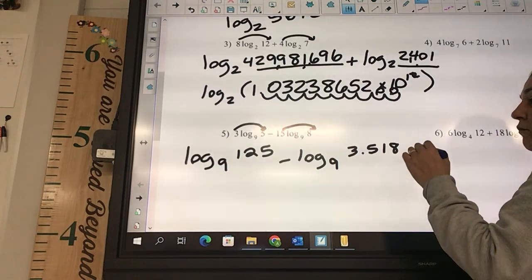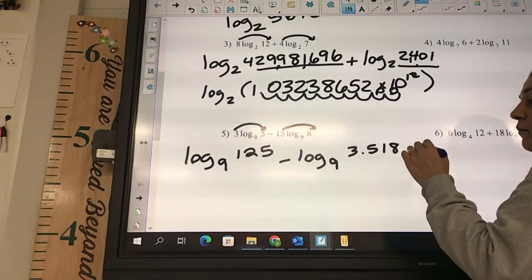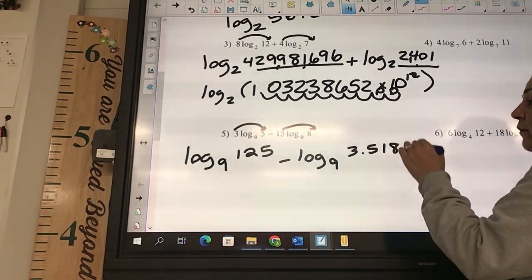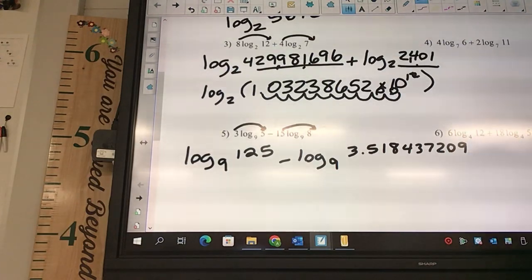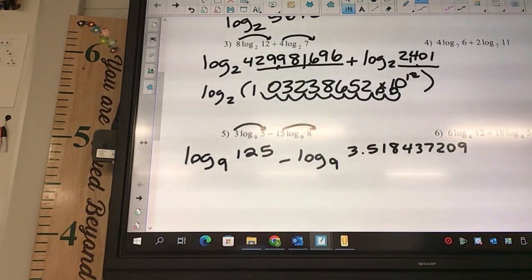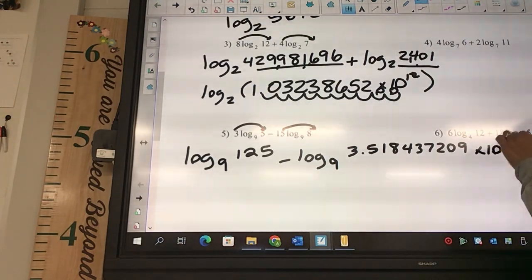3.518. That's all I got. 4372. Okay, now don't erase on your calculator because what is your next step to do? It is going to be to divide. Let's do the 13th power.